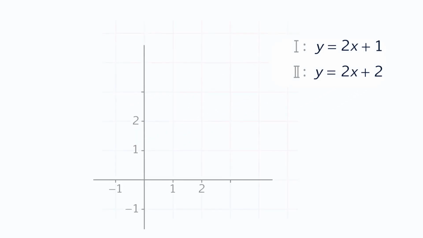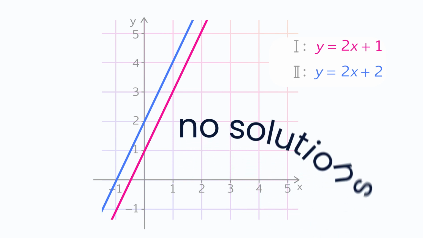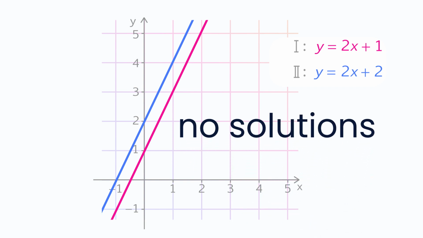The equations can be drawn in a coordinate system like this. Notice that the graphs are parallel. This is because the graphs have the same slope, m, which is 2, and different y-intercepts, b, which are 1 and 2. Since these graphs have the same slope m but different y-intercepts, b, the two graphs will never intersect. That means there are no solutions to this system of equations.